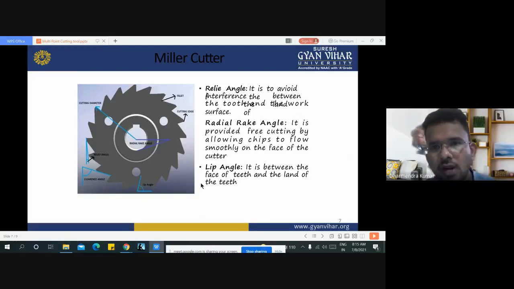Relief angle: it is to avoid interference between the tooth and the work surface. Radial rake angle: it provides free cutting by allowing chips to flow smoothly on the face of the cutter. Now the other one is the lip angle. It is between the face of the teeth and the land of the teeth.